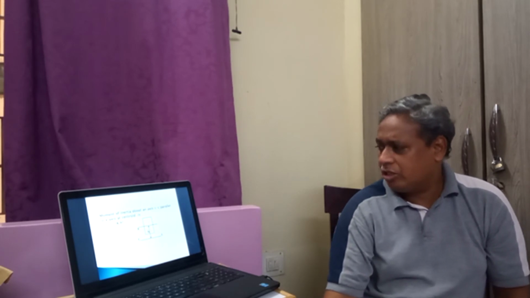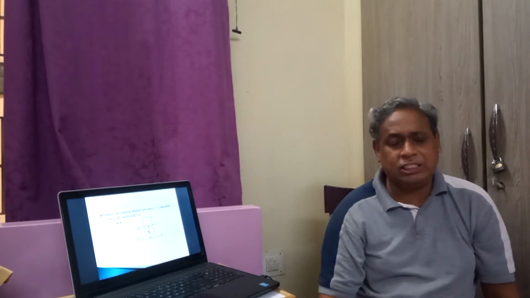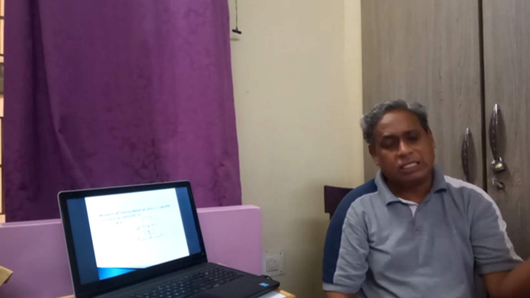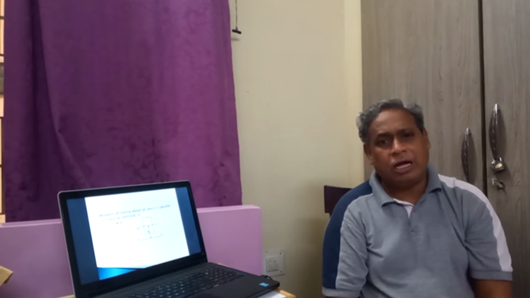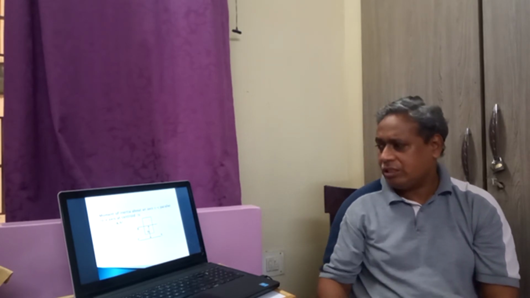Similarly, if we take some other axis as DD, along the y-axis at the base, the side of the rectangle, then the moment of inertia about DD will be Iyy plus A into distance squared, that is (B by 2) squared. So in that case, it will be dB cube by 12 plus dB into (B by 2) squared, that is dB cube by 3.